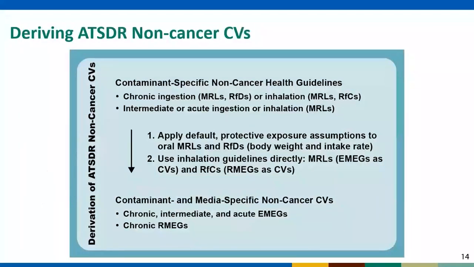Here's a graphic showing the derivation of our non-cancer CVs. We start with the non-cancer health guideline value. Because they incorporate lots of uncertainty or safety factors in them, they are set far below effect levels. We apply default protective exposure assumptions to the oral MRLs and to the RfDs to derive ATSDR CVs. Note, for inhalation, we just use the MRL or the RfC directly because doses are not calculated for inhalation exposure.